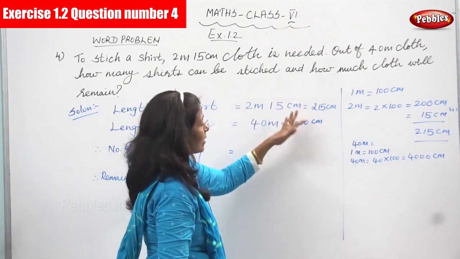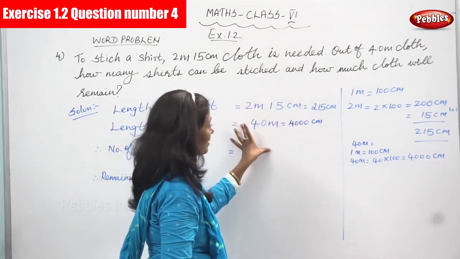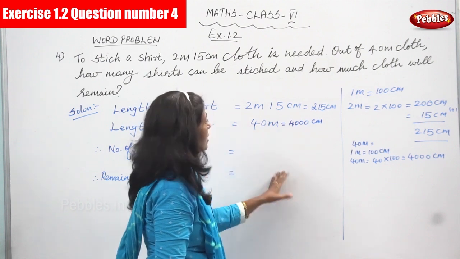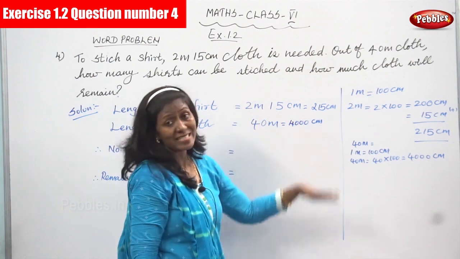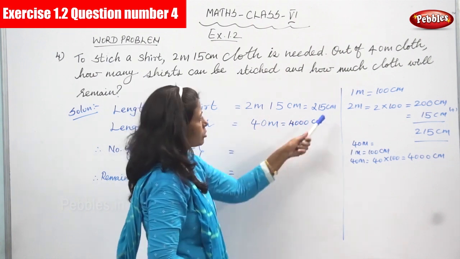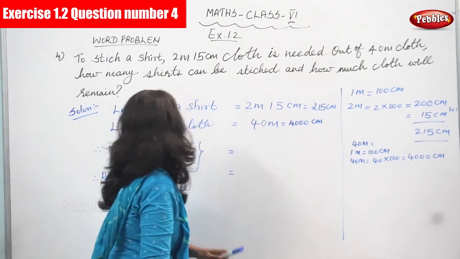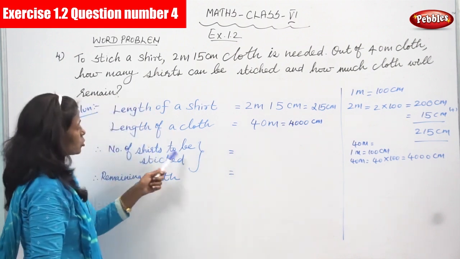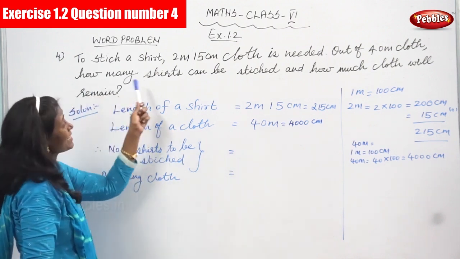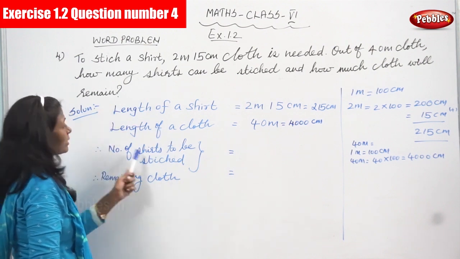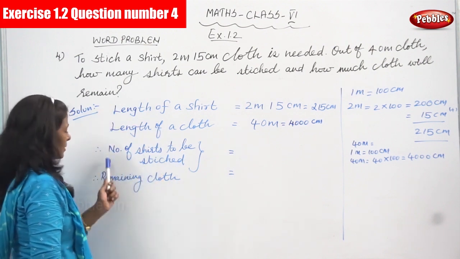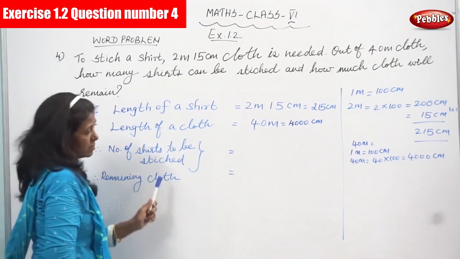So you will convert both measurements into the same unit, a single unit. This is centimeter, this also centimeter. Now, therefore, the number of shirts to be stitched, that is what they ask you. How many shirts can be stitched? Therefore, the number of shirts to be stitched.